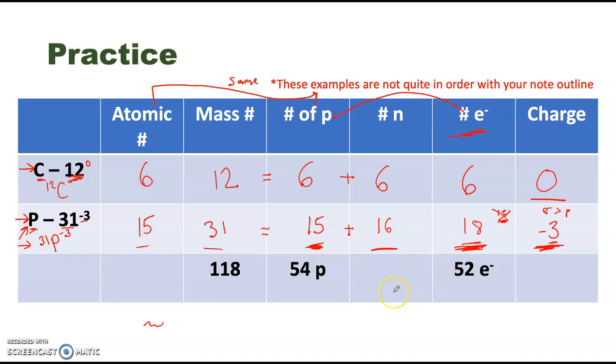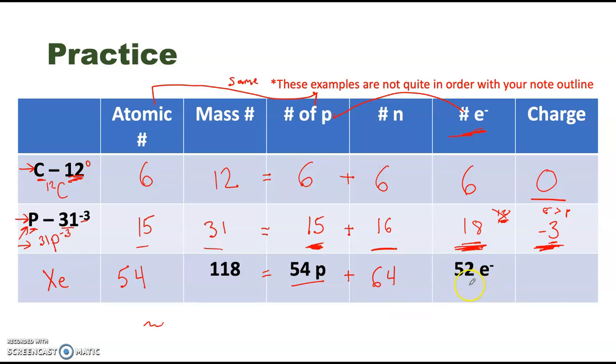Now the last problem, this is the one I didn't get to in the video. Couple things here. If I got 54 protons, I know that my atomic number is also 54. If I look up 54 on the periodic table, it is Xe, it's xenon. Now, to get neutrons, 54 plus what equals 118? I actually have to pull up my calculator here real quick. So 118 minus 54. So that ends up being 64. So I have 64 neutrons.